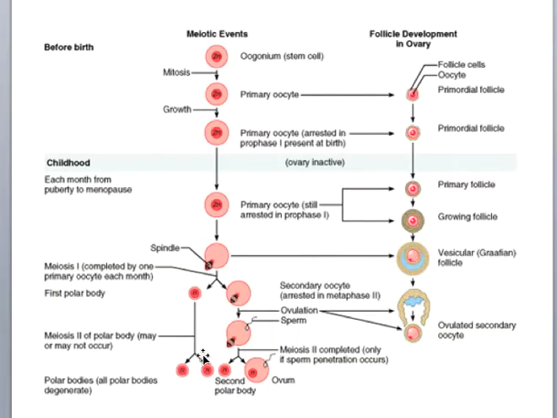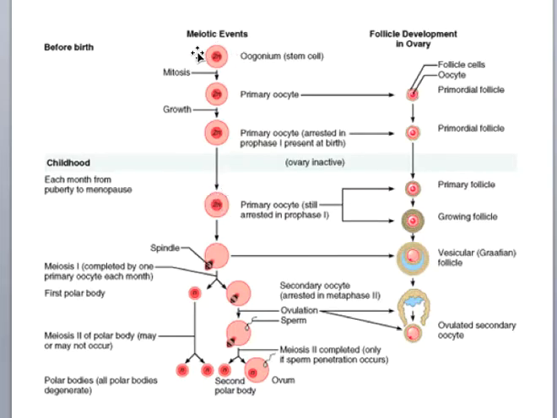And so this is showing you oogenesis, right? And how it relates to the follicle development, okay? So this is showing you the development of the follicular cells that surround the developing oocyte, which would be this pink cell in the center, okay? So I like this diagram because it shows you what takes place before birth, then it arrests during childhood, and then the onset of puberty, it picks back up.